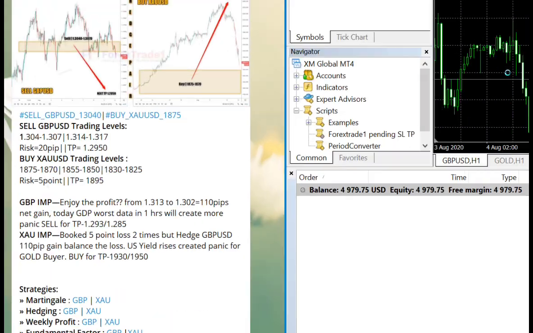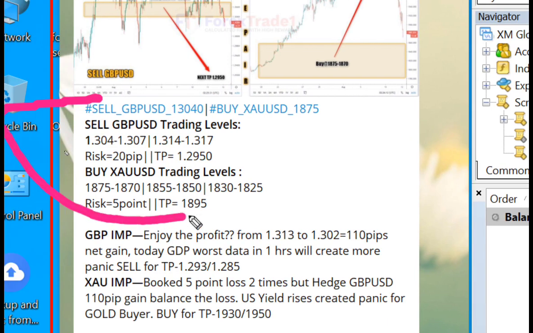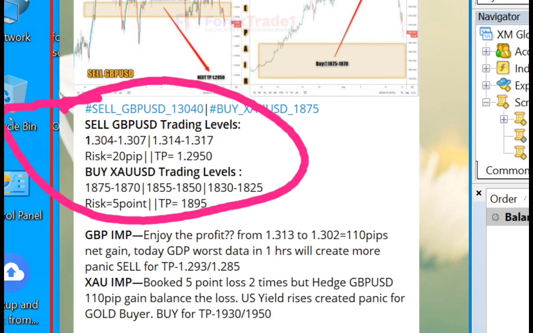So we will show you how we trade using our hedging strategy. Today we will see sell GBP and buy XAUSD, which are in hedge with each other, sell GBP against buy XAUSD.